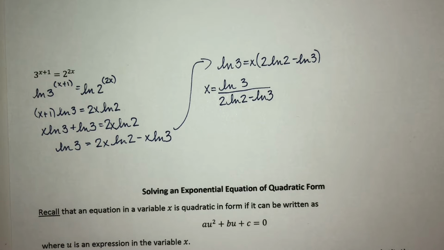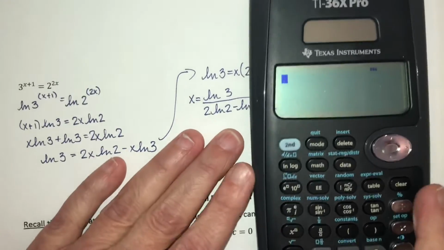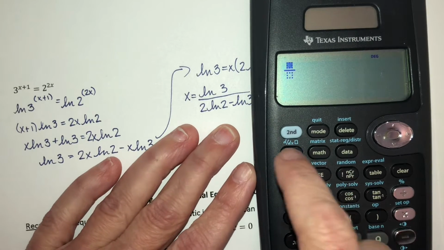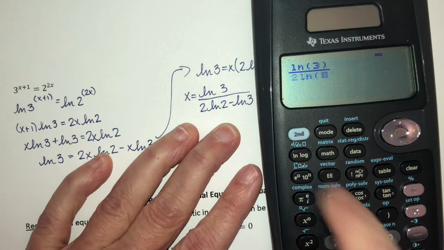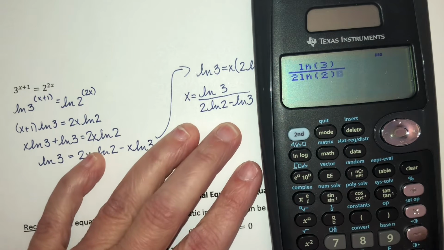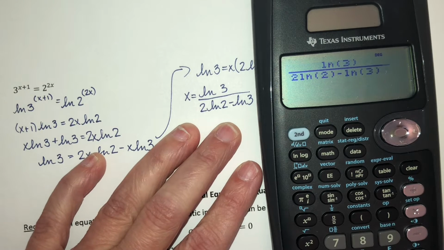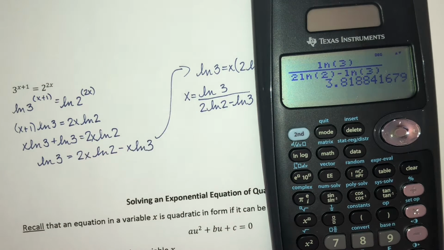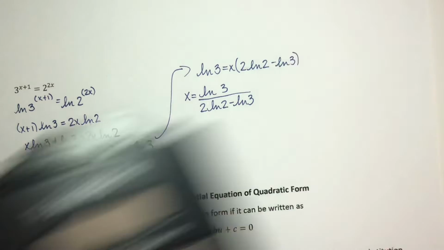That is how they would likely want your first answer given when it's exact, and they'll ask you for an approximation. So I have natural log of 3. Be really careful with your parentheses here. And I get approximately 3.819.